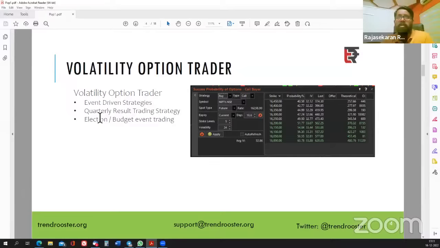I took this software from Fox Trading. If you look at this section, you will see the theoretical prices and the probable theoretical prices versus the current prices. The theoretical price says 257 rupees.